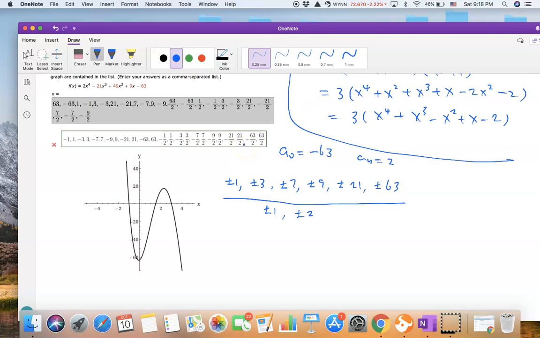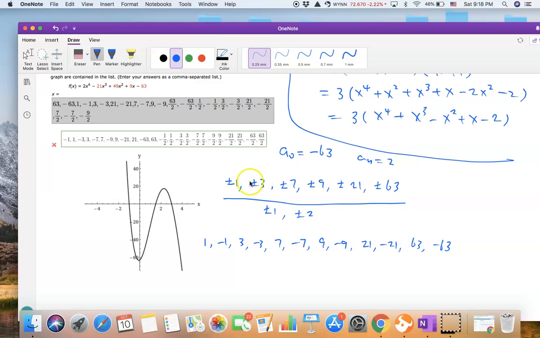Okay, so now I can write the list of all the possible zeros. So they are positive, negative 1 divided by positive, negative 1. So we have positive 1, negative 1, and positive, negative 3 divided by positive, negative 1. I have positive 3, negative 3, 7, negative 7, and 9, negative 9, 21, negative 21, 63, negative 63.